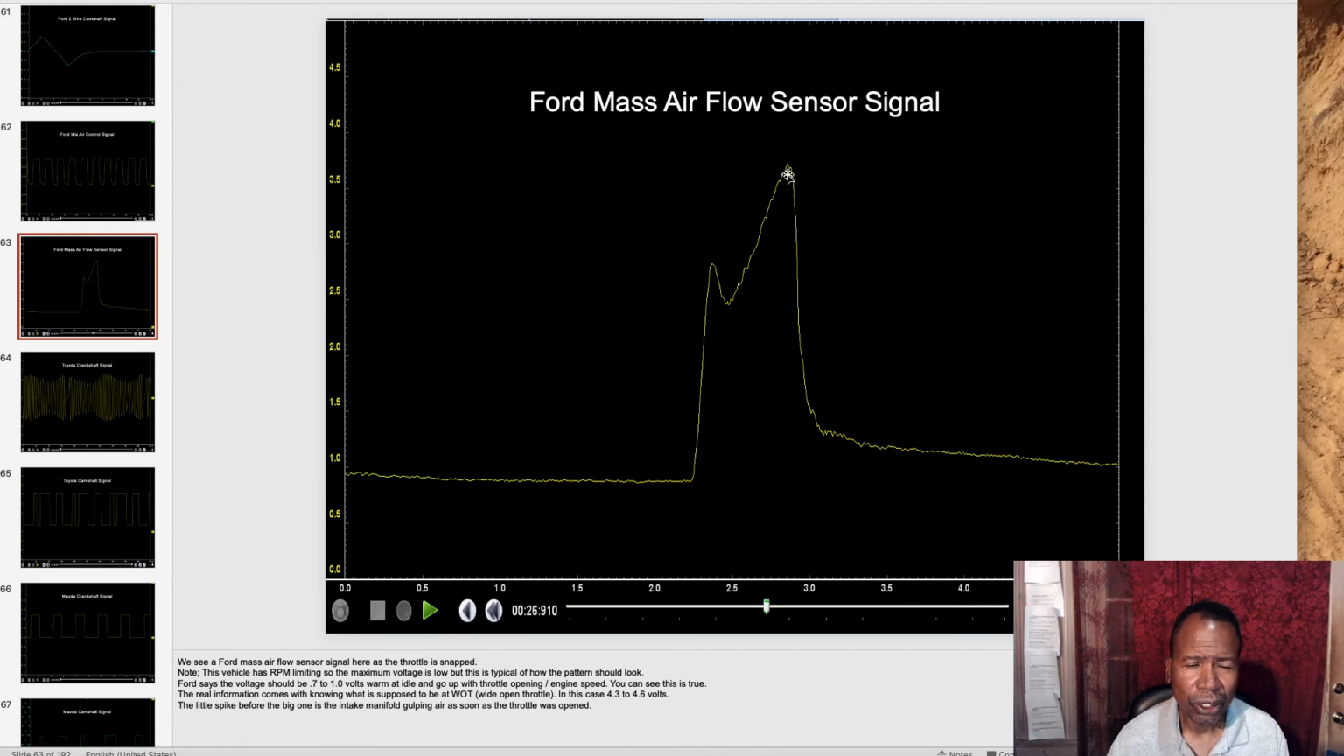Usually you want to see it go 3.5, 4. If it has a current limiter on it, this might be a little lower, but it should be around 4. And you can see it comes back down again, back to idle. So it's a good picture of the response of a mass airflow sensor.